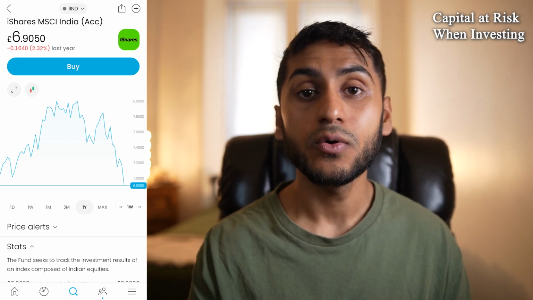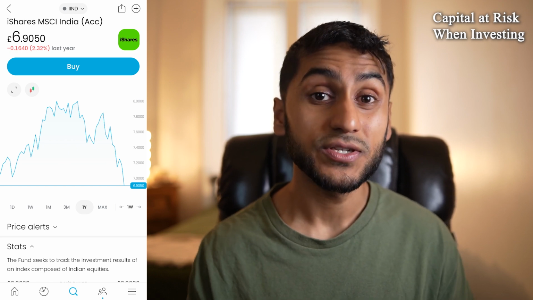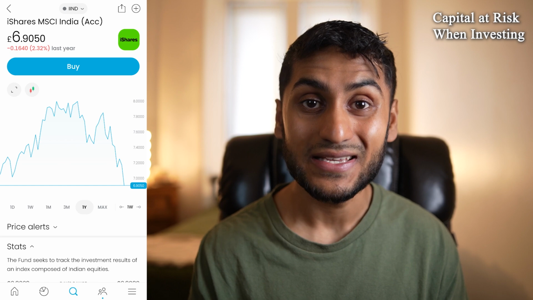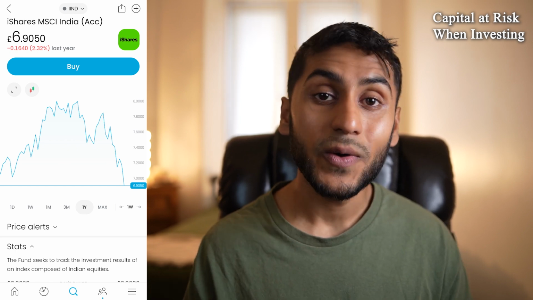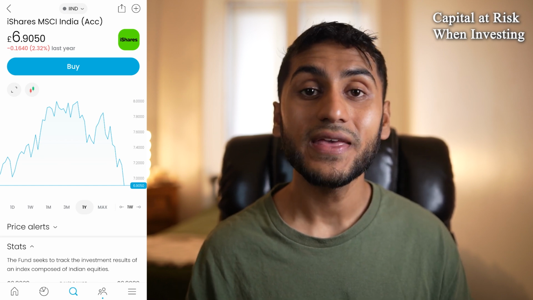As always with investments, your capital is at risk. You are risking your money for the potential that it will grow more in the future. So that's exactly what an investment is. However, that being said, developed markets such as the UK and the US and other markets have already established themselves, and growth in very big economies happens at a much smaller rate.